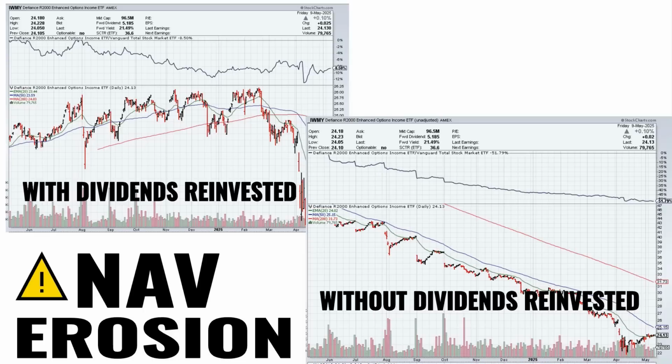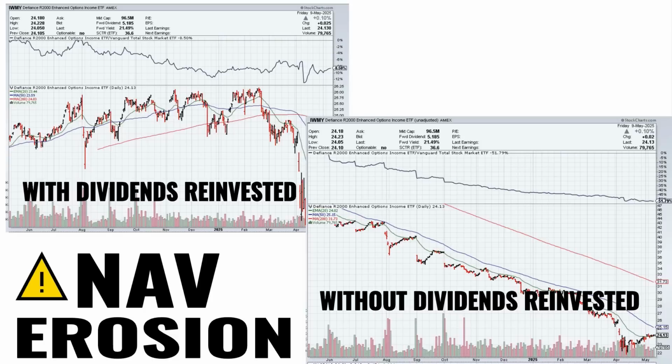The chart on the left is if you took all those dividends and put them back in to IWMY. You can see the chart looks incredibly different than the right. Now, to be fair, the chart on the right shows IWMY back when it was a monthly dividend payer. Now it's a weekly dividend payer, and at the bottom of the right screen, you could see we have NAV stabilization. You could see back when they went from monthly to weekly, right around the beginning of 2025, you don't see that NAV erosion as much. Well, then the overall stock market fell.